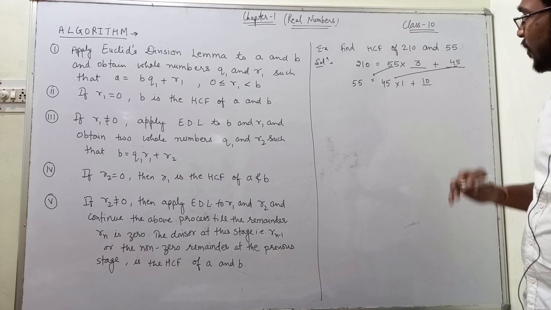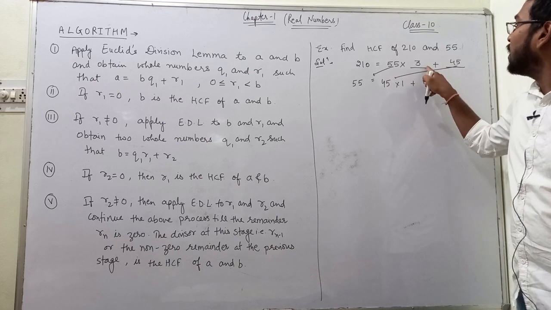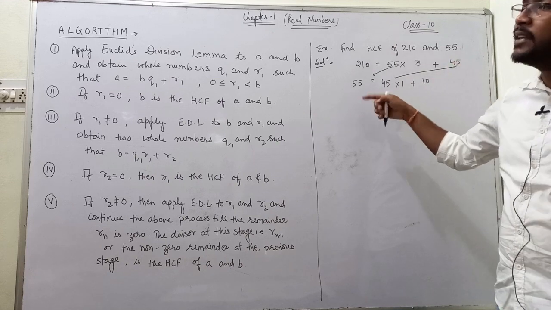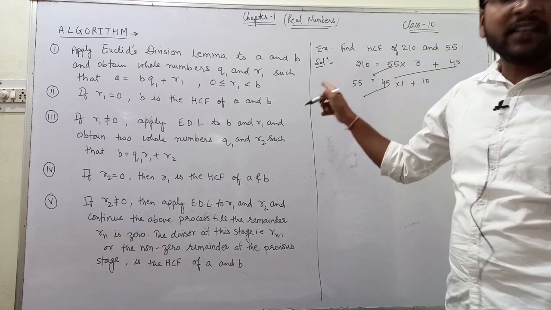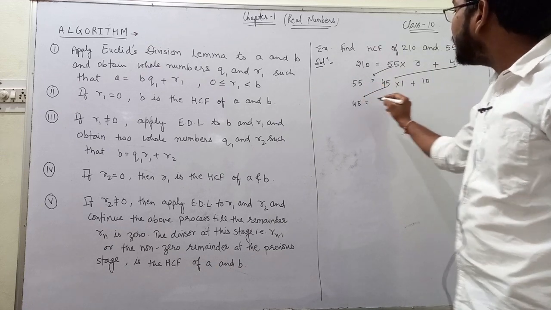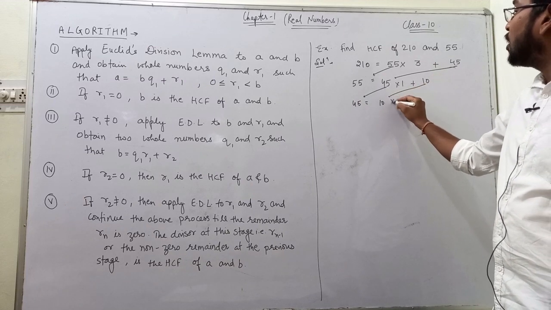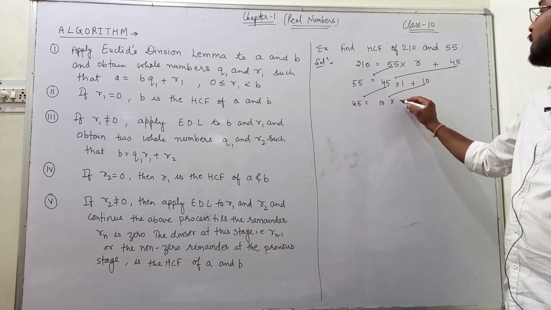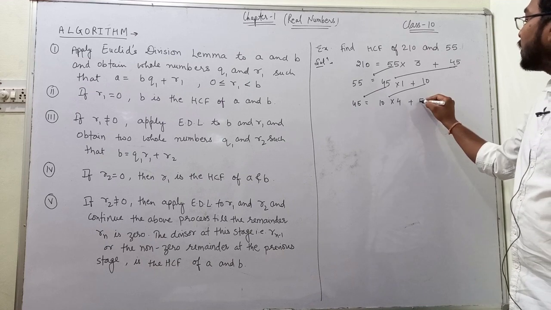Now again the remainder is not 0. Since the remainder is not 0, again we will do the same process as we did in step 1. Again this 45, which was the divisor, will become the dividend and the remainder will become the divisor. Now I can see that 45 is divisible by 10, 4 times, and the remainder will be 5.